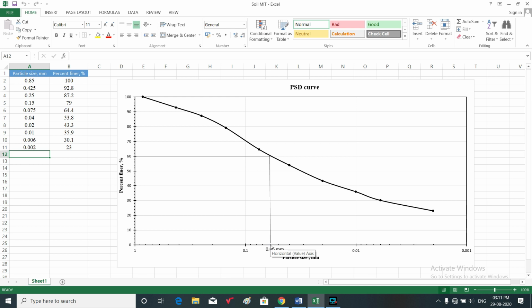Now to determine the percent finer than 0.06 mm, we draw a vertical line from 0.06 mm which intersects the gradation curve at some point, and from that point we draw a perpendicular line intersecting the percent finer or the vertical axis. As we can see, the horizontal line intersects the vertical axis at 60%, which means that percent finer than 0.06 mm is 60%.